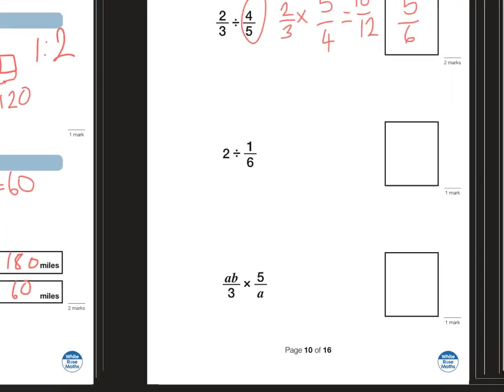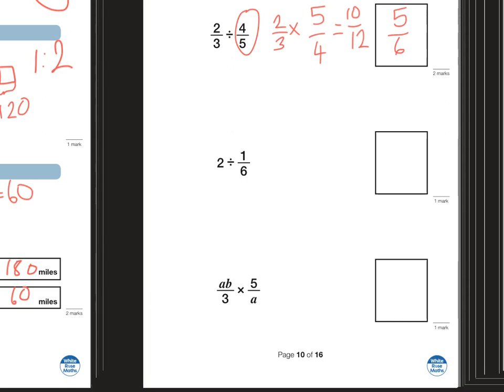2 divided by 1/6 means how many sixths fit into 2? Well, 1 divided by 1/6 is 6. You can fit 6 in 1, so you'd fit 12 in 2. You could again multiply it by the reciprocal if you wanted.